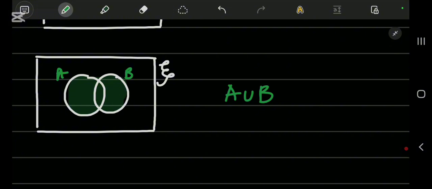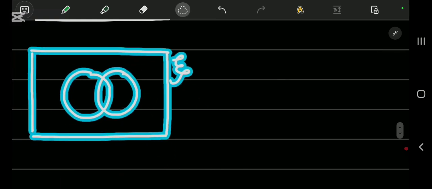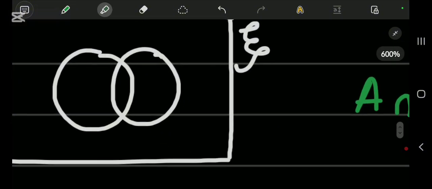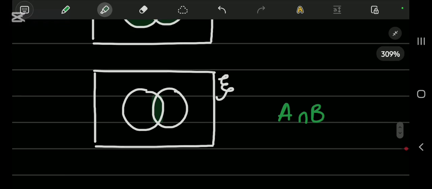How will we shade A intersection B? A intersection B is just the common part, so we will shade just the middle part. Also, we should be writing this.